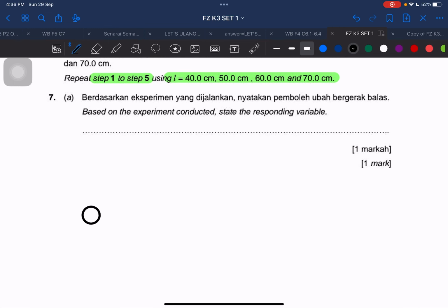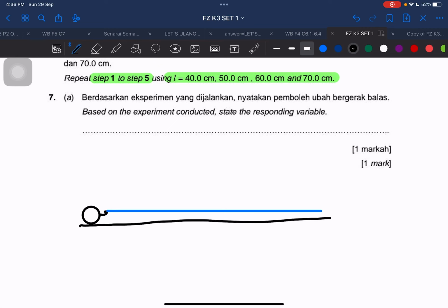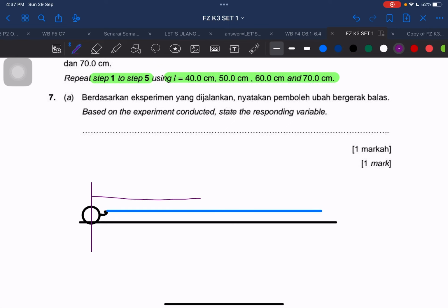Pendulum bob, already tied with a string. Let's say this is a string. Then let's say this is your ruler. Make sure the string is parallel to the ruler and you can mark earlier, from the center. Make sure it is exact, betul-betul. Don't get this one wrong. Carefully, center. So you measure 30 cm. Let's say this is 30 cm.